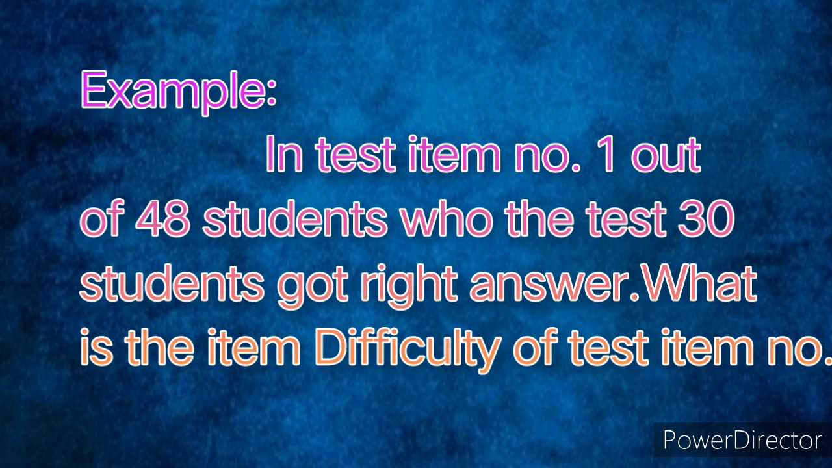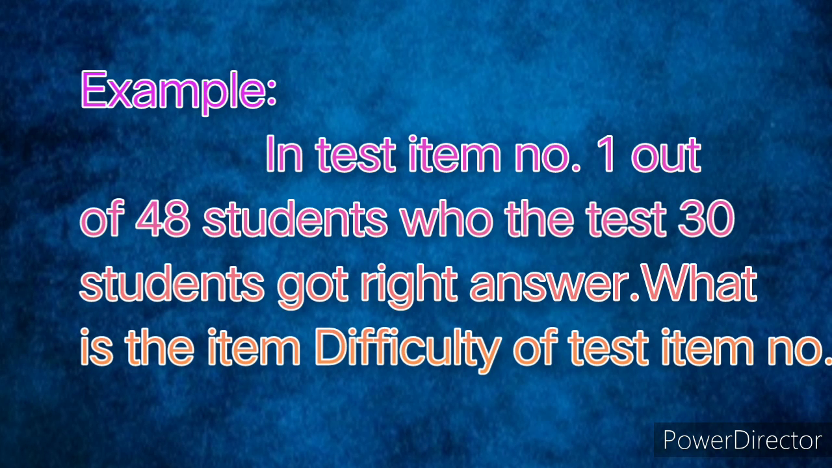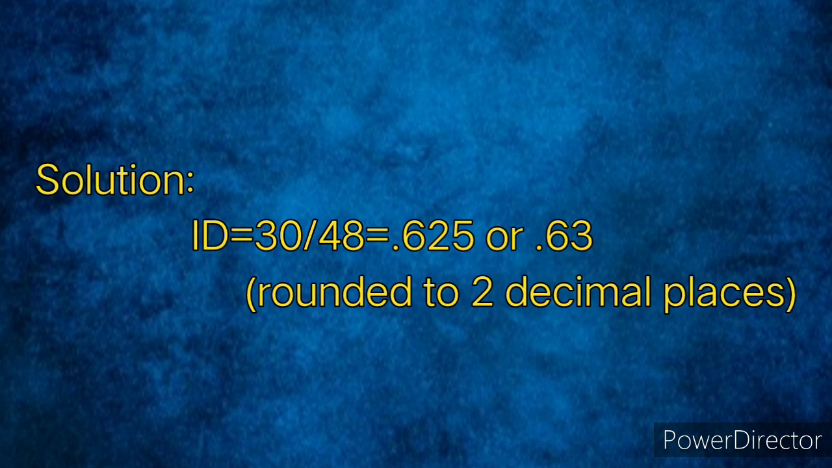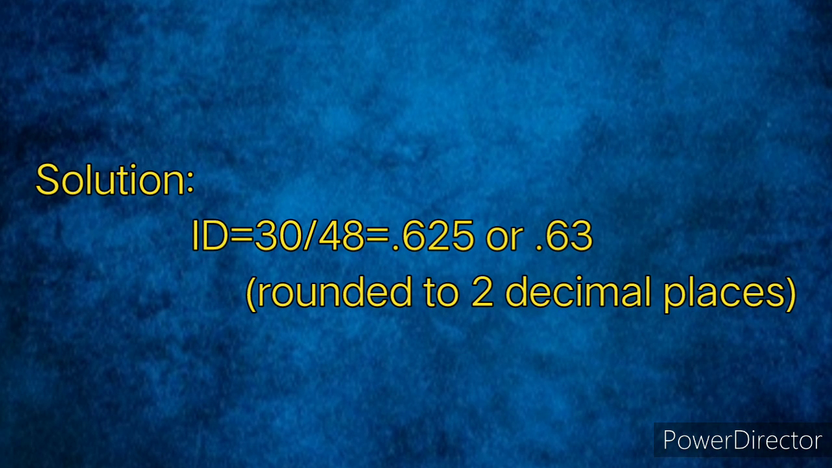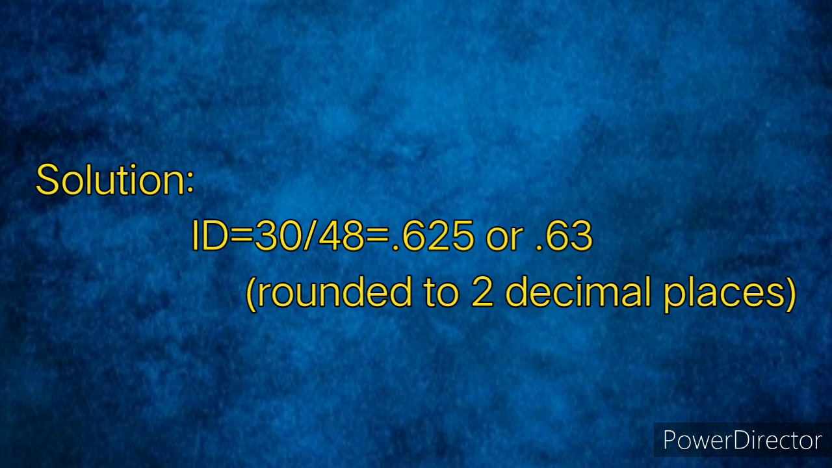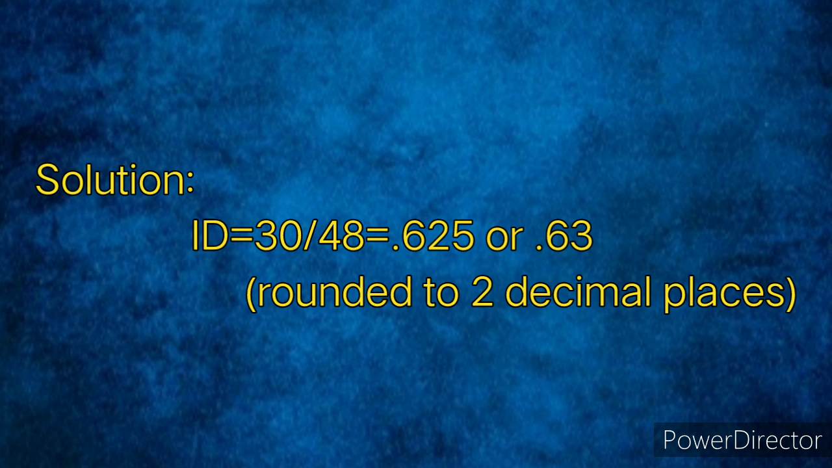For example, in test item number 1, out of 48 students who took the test, 30 students got the right answer. What is the item difficulty of test item number 1? So here's the solution. ID is equal to 30 over 48, which is equal to 0.625 or 0.63, rounded to 2 decimal places.